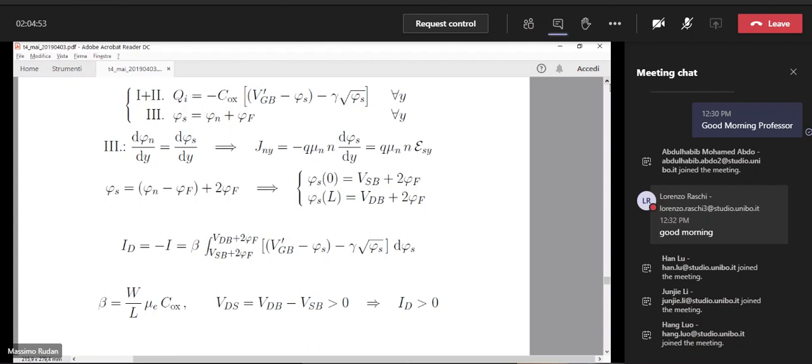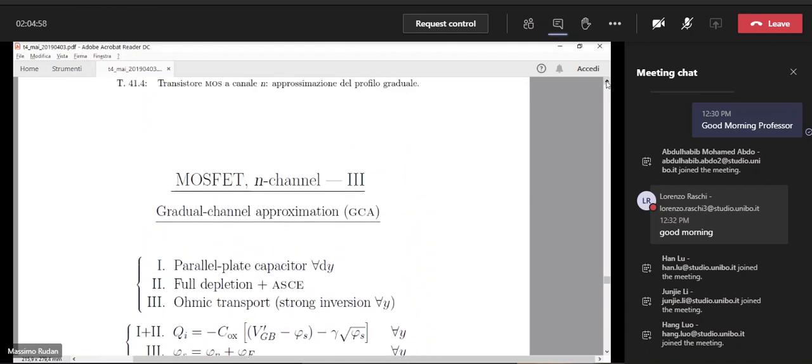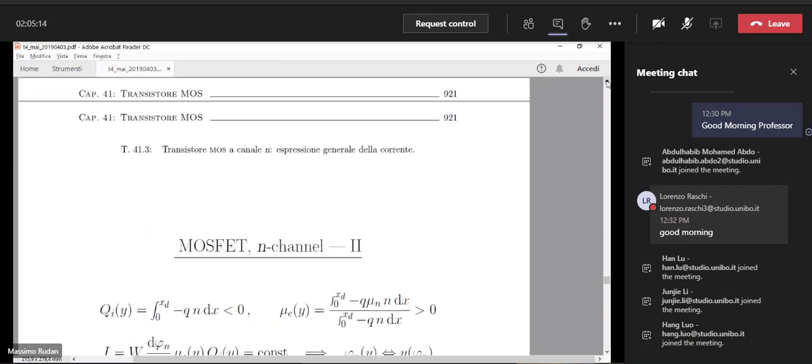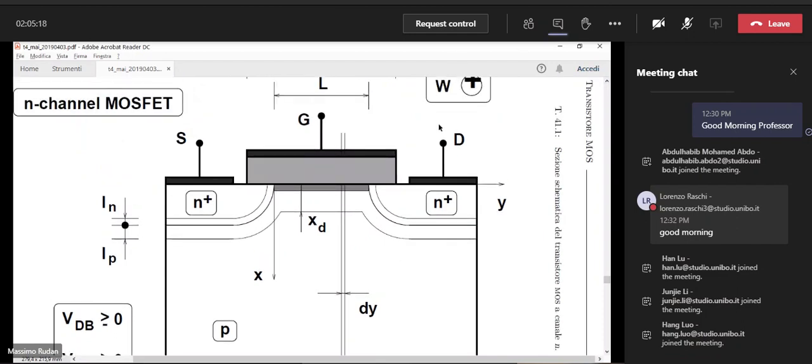The final thing is that so far we gave the integral a general name I, okay? What we want to calculate is the drain current. That means that we want to calculate the current entering the drain contact, okay? So we want to calculate a current with the assumption that ID enters the drain, okay?